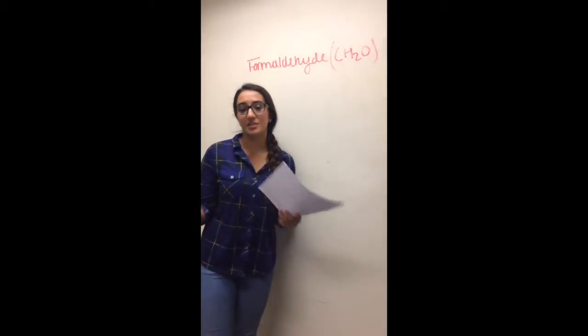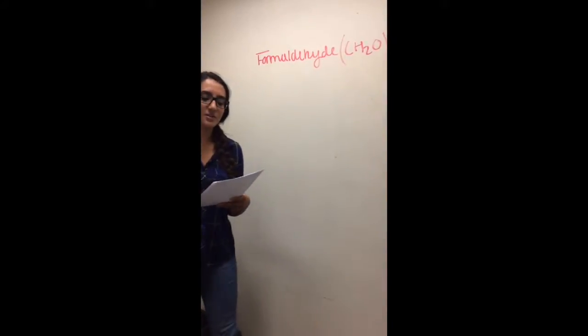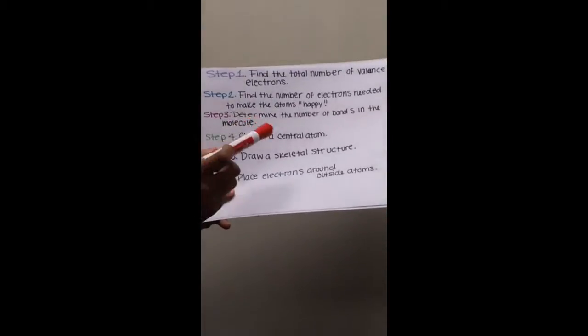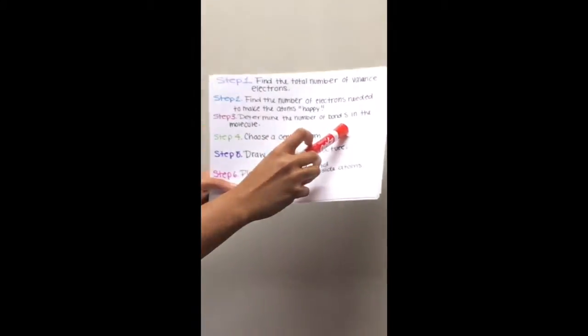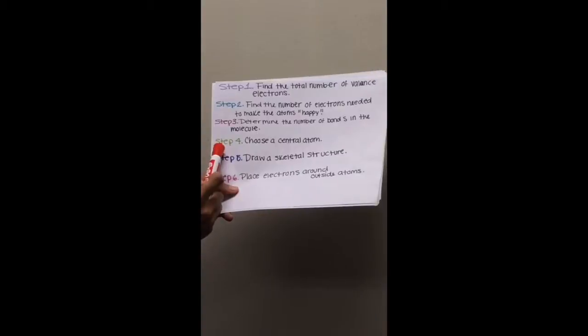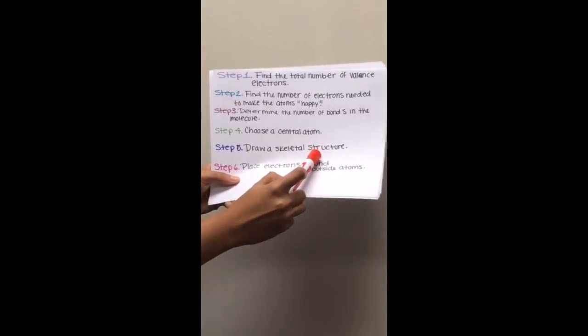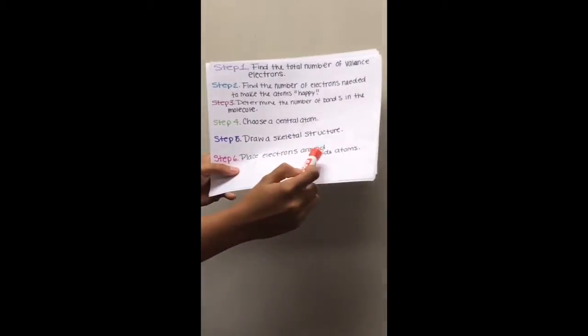So for the Lewis dot structure, there are a couple of steps in order for it to be done. Basically, first you have to find the total number of valence electrons. Step 2, find the number of electrons that need to make the atoms happy. Step 3 is determine the number of bonds in the molecule. Step 4, choose a central atom in order to draw the skeletal structure, which is step 5. And finally, place the electrons around the outside atoms.